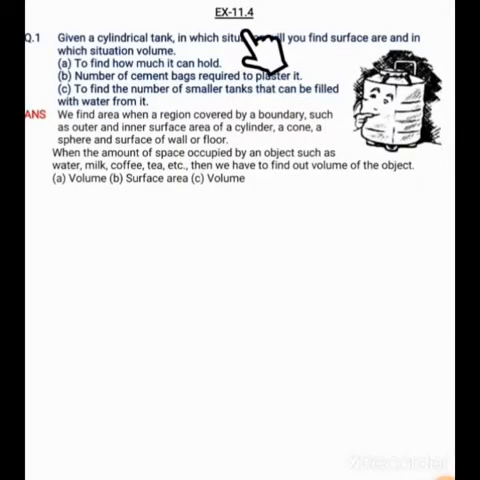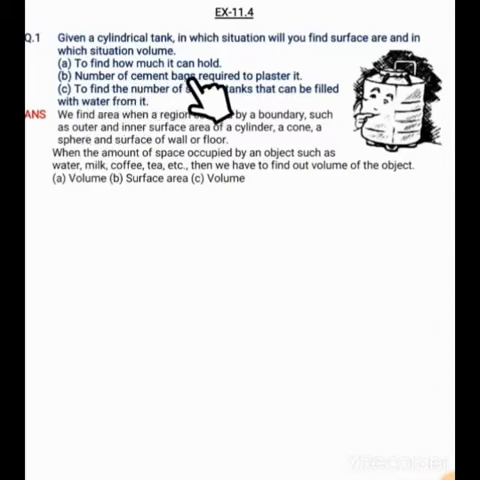Now we start exercise 11.4. Given a cylindrical tank, in which situation will you find surface area and in which situation volume? First one is to find how much it can hold. It means here hold is given. So how much? That is the volume.